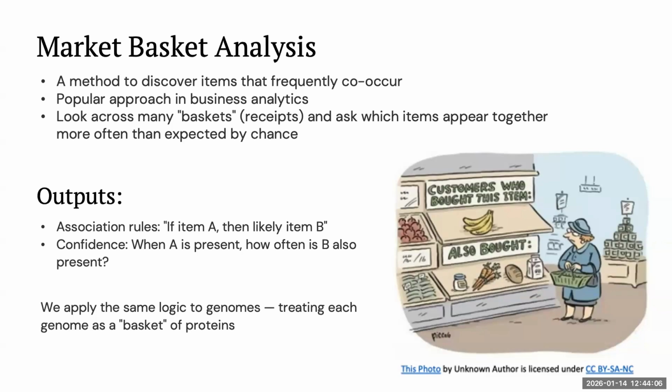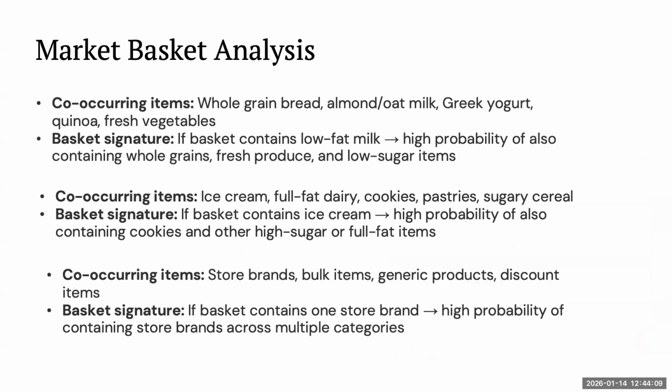So let me jump to a real life example again. You could look at market basket analysis and look at all the receipts of Safeway. You could say, oh, I'm seeing that a lot of whole grain bread, almond and oat milk, Greek yogurt, quinoa, and fresh vegetables occur on the same receipts. And you could say, maybe this is a basket signature. Statistically significantly, we can tell that if a basket contains low-fat milk, I predict that it's going to have a high probability of also containing whole grains, fresh produce, and low-sugar items.